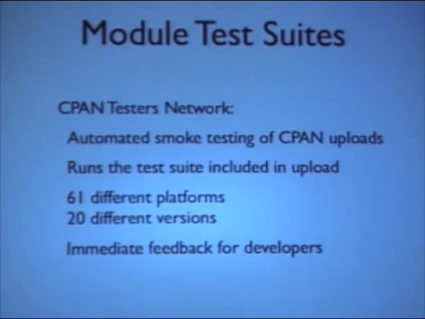So, module test suites. We looked at the Perl test suite there. Here we're going to look at the test suites that are supplied with module distributions. Every time you upload a module to CPAN, you're expected to include a test harness. And there's an automated smoke testing of these CPAN uploads, and it runs the test suite on 61 different platforms, 20 different versions of Perl, getting immediate feedback. So if you upload a new distribution and it doesn't work on some obscure version, or even not such obscure version, basically if it doesn't work on a particular version of Perl that you haven't tested, or a particular platform that you haven't tested, you usually get an email about it within a day. Bang. How's that for a useful service?